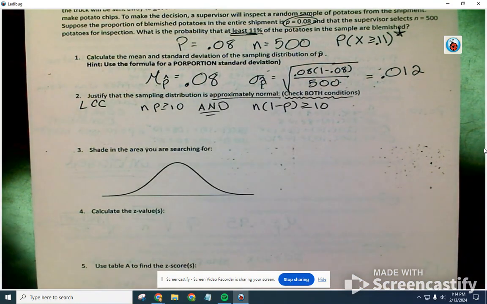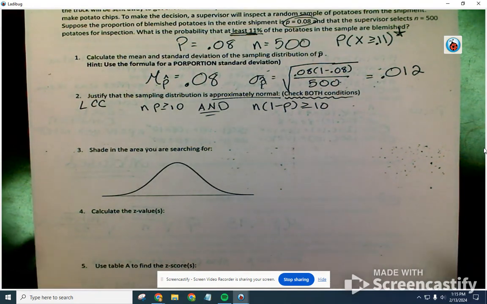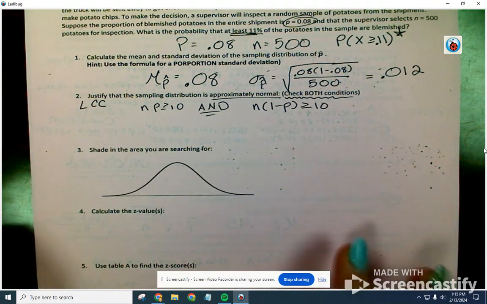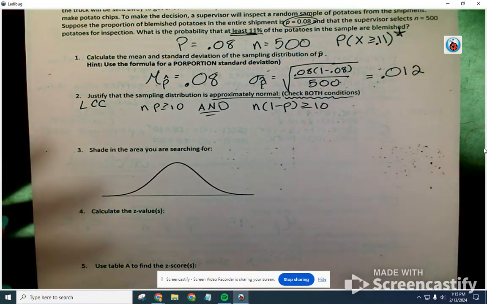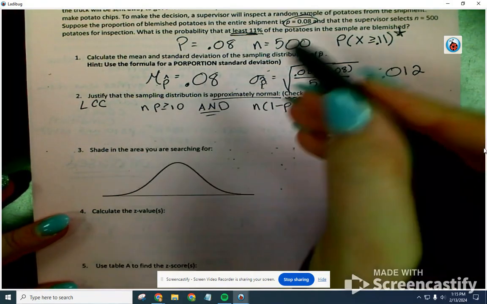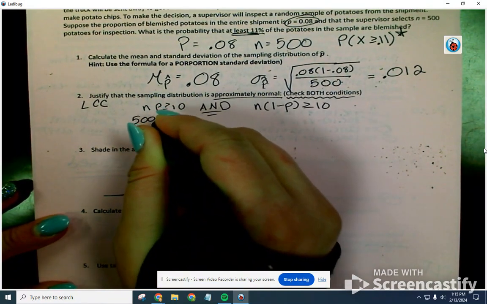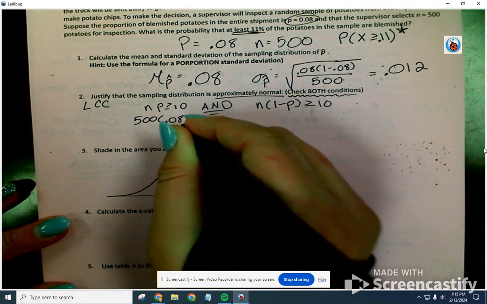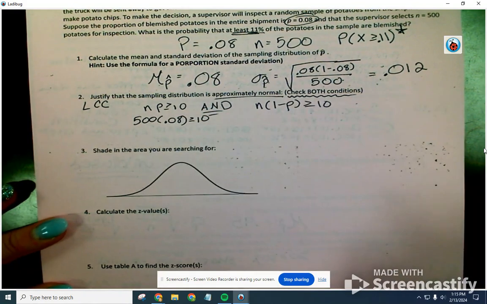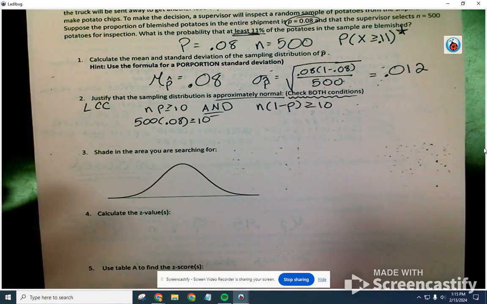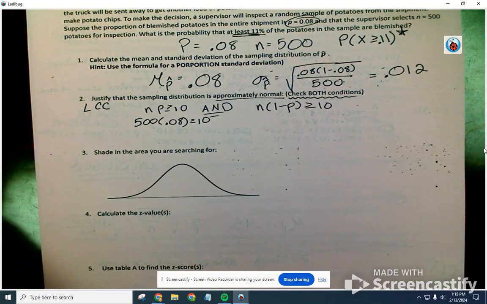Now, if it doesn't meet these conditions, you get to just move on to the next problem, because if it's not normal, it's going to be skewed, which means it's going to be biased. Now, that's not going to happen on your test. It will definitely work, but you have to show that it works. So we're going to look at n times p. So that's going to be 500 times 0.08. And we want to know, is that greater than or equal to 10? And, oh no, I did not actually solve this beforehand. So we're going to solve this together real quick.